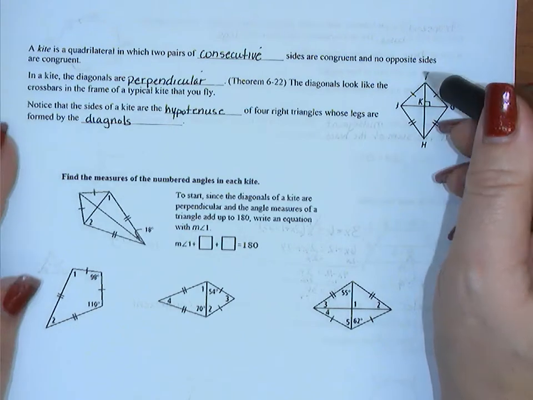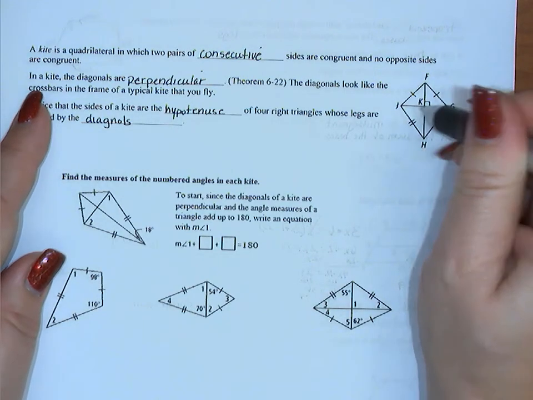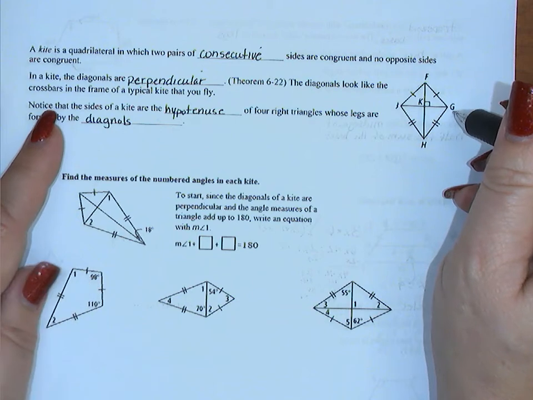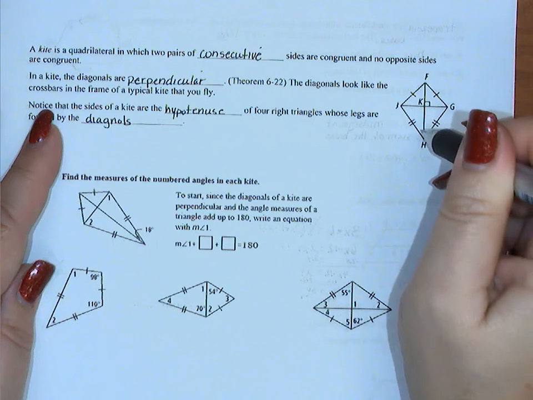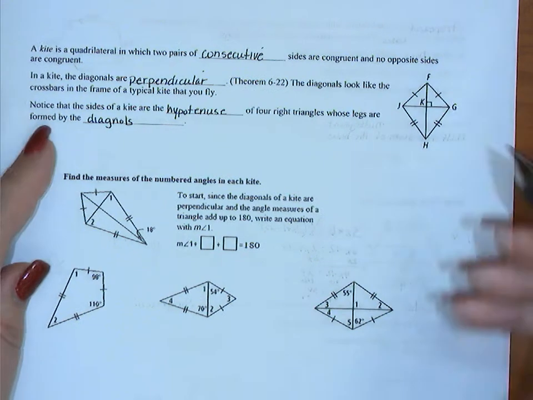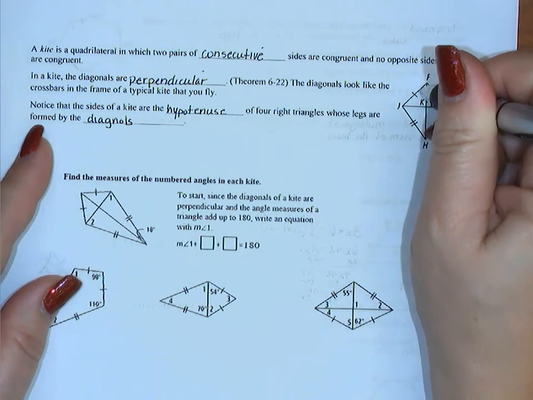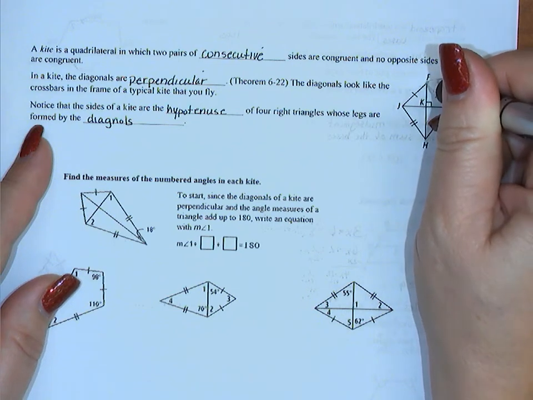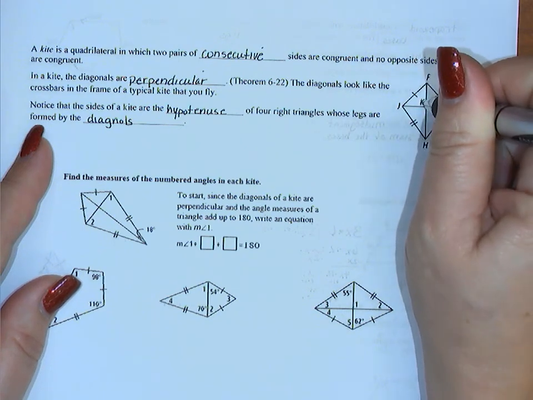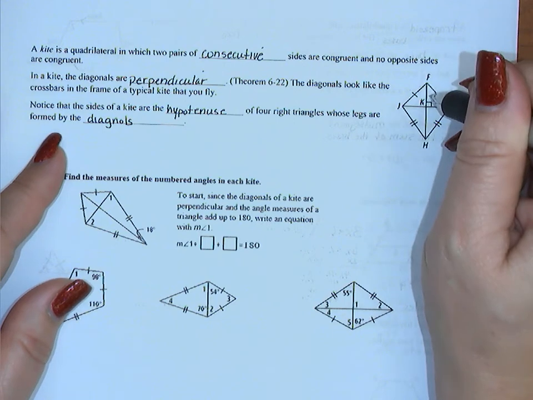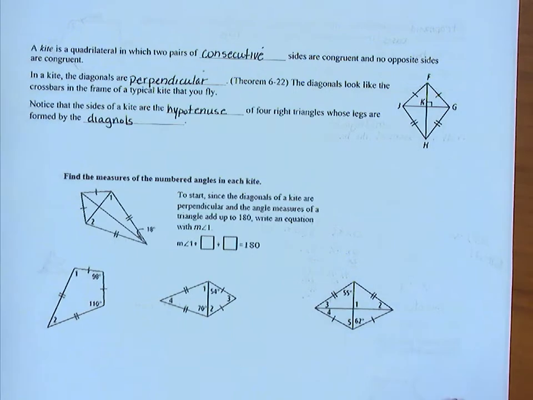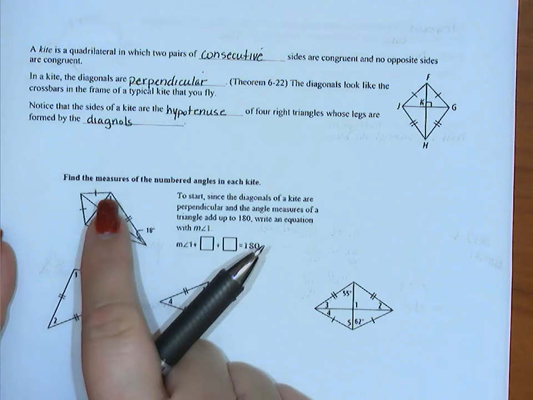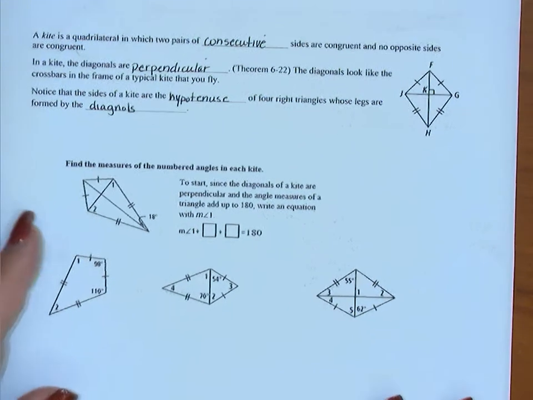In a kite, the diagonals are perpendicular, and the diagonals look like a crossbar in the frame of a typical kite that you fly. Notice that the sides of a kite are the hypotenuse of a right triangle. So this right here is the hypotenuse of triangle FKJ, because this is a right angle. And the legs are formed by the diagonals. We're going to use that information to find the missing information in these kites.